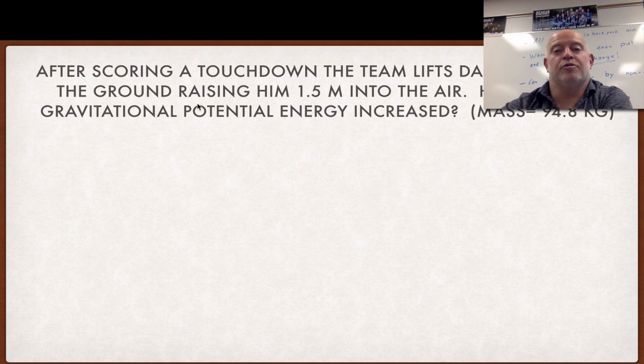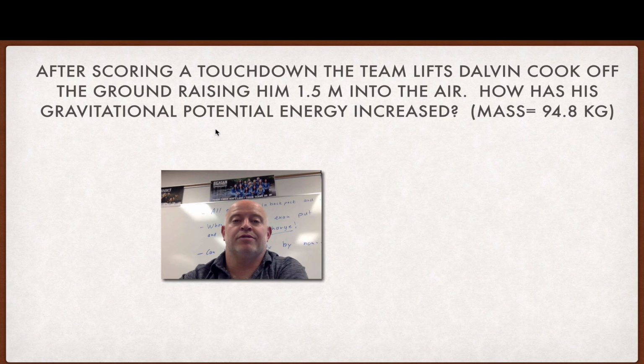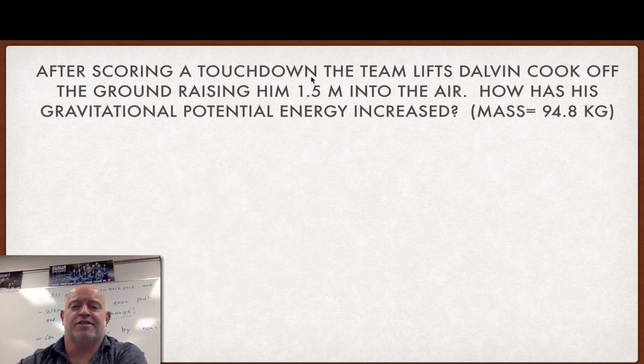Okay, so let's do another practice problem now for potential energy. After scoring a touchdown, the team lifts Dalvin Cook off the ground, raising him 1.5 meters into the air. How has his gravitational potential energy increased? We know how high we lifted him, and we remember his mass is 94.8 kilograms from the previous problem. So what is his new gravitational potential energy? Pause it here, and then we'll get to a solution.